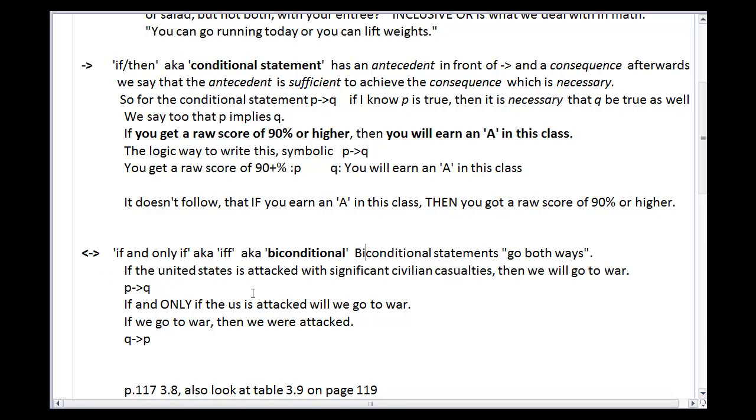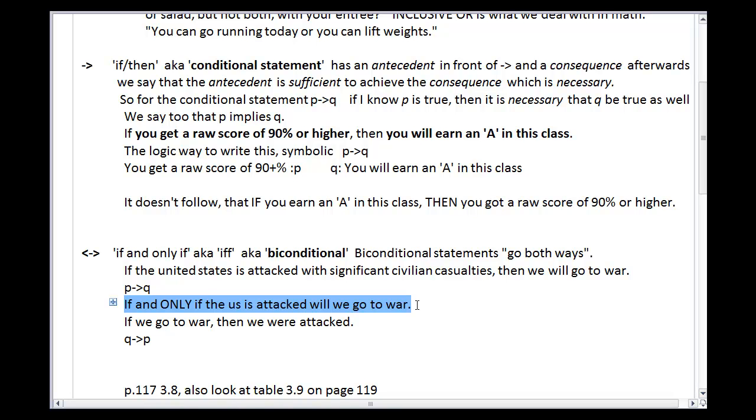So if the United States is attacked with significant civilian casualties, then we will go to war. That is a statement. I might call "the United States is attacked with significant casualties" statement P, and "we will go to war" statement Q. If I can also assert that if we are going to war, then we were attacked, this gets me this sort of joint statement: if and only if the U.S. is attacked will we go to war.